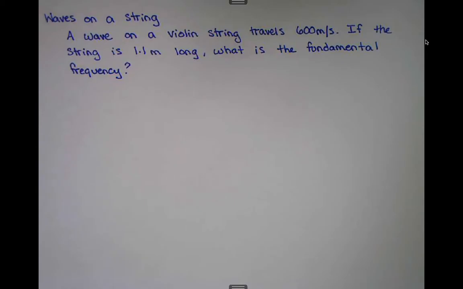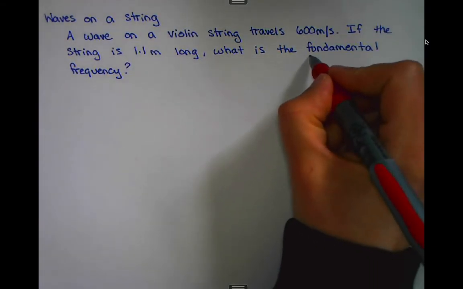I'd like to take you through one example of calculating certain things about waves on a string. This is a question about a violin string. It says that the wave on the string travels at 600 meters per second. If the string is 1.1 meters long, what is the fundamental frequency? Now, this term, fundamental frequency, is not something that we've previously discussed.